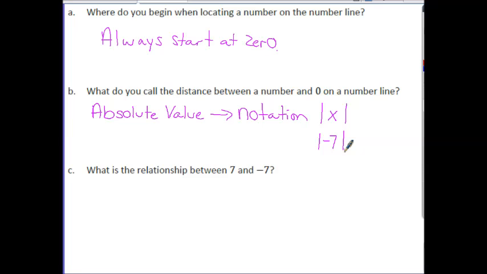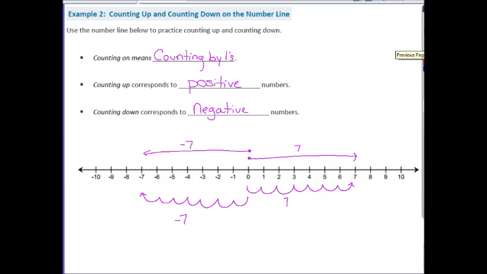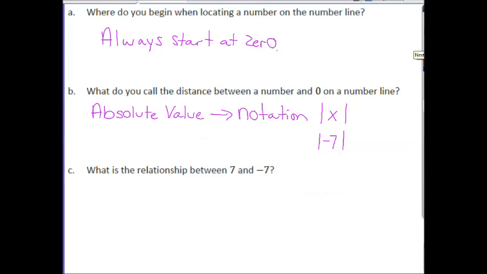What is the relationship between 7 and negative 7? Well, let's take a look back at our number line. If you actually notice, if we took this line of 7 and moved it down and matched it up here, you'd see that they're actually the same length. And the reason for that is they're the same distance from 0. So therefore, they have the same absolute value.